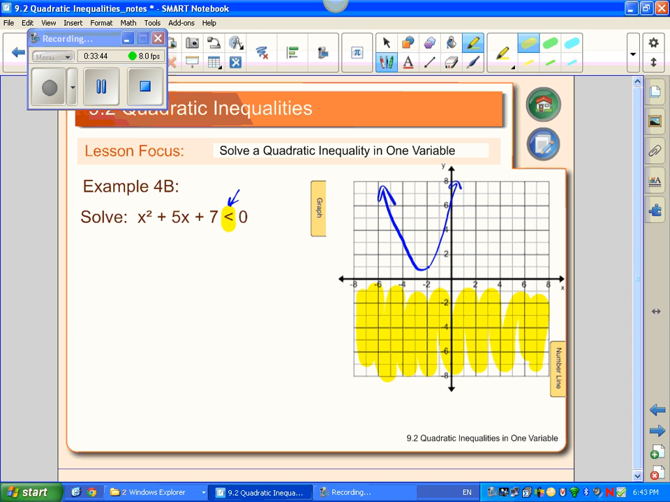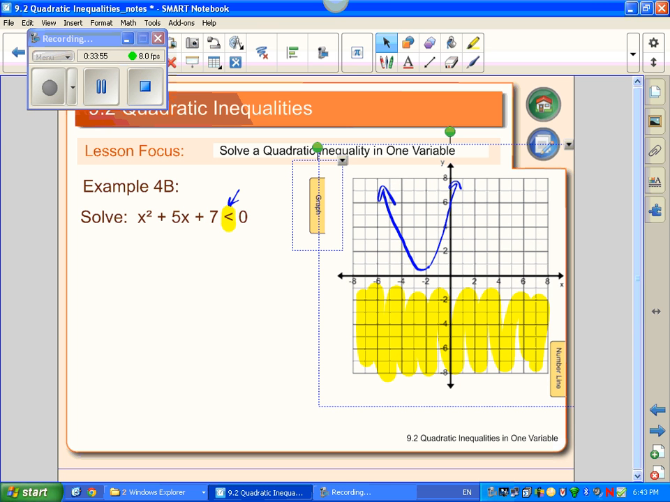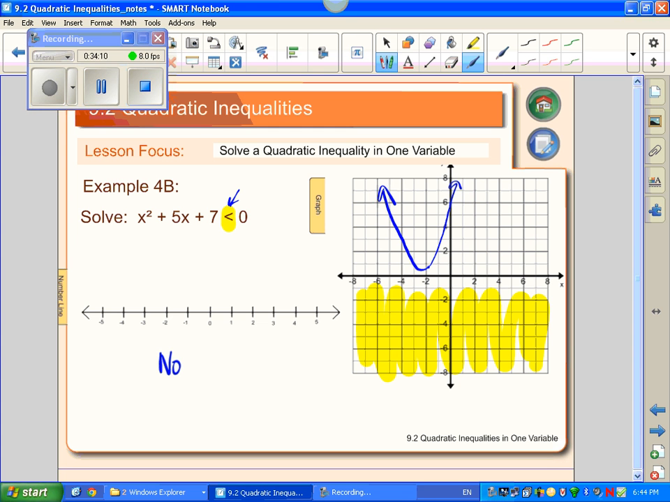It's not in that region anywhere. So what's my number line going to look like? Same problem here. So what does that number line look like? That number line's blank because there is no answer there. And what we have is that there is no solution.